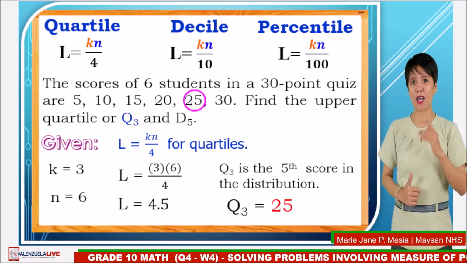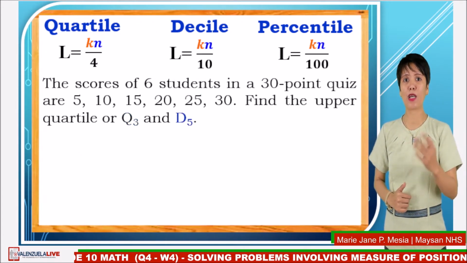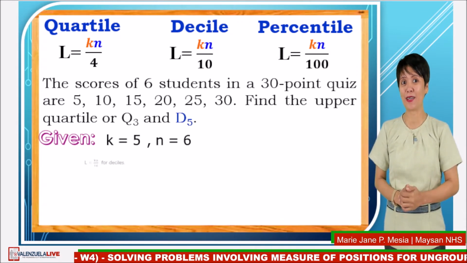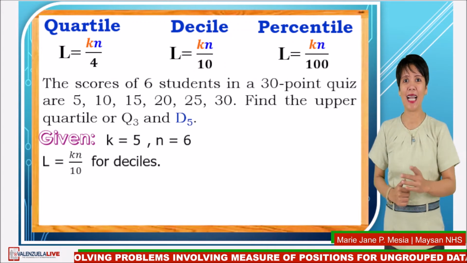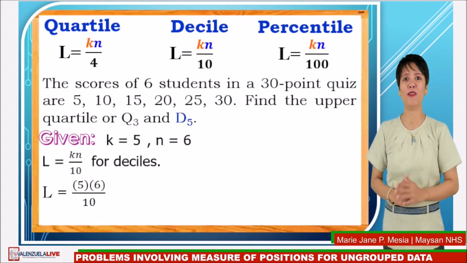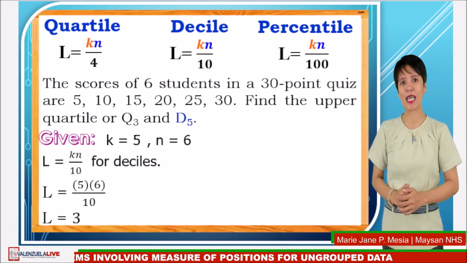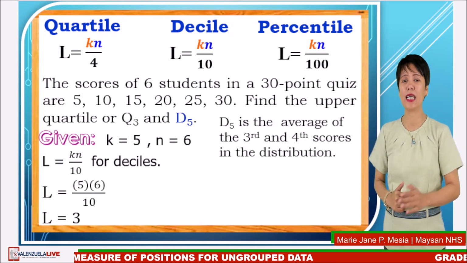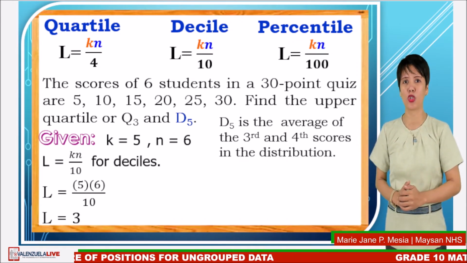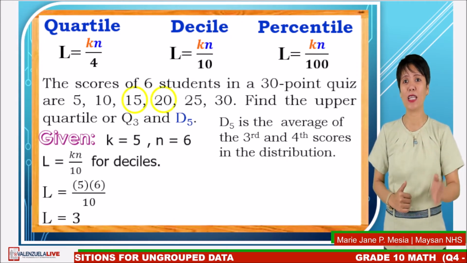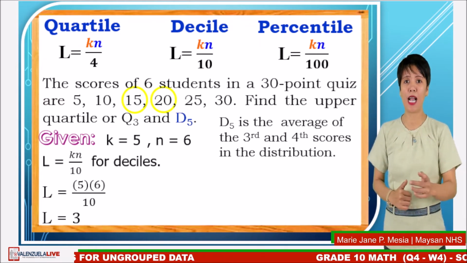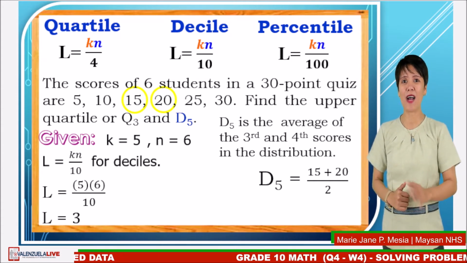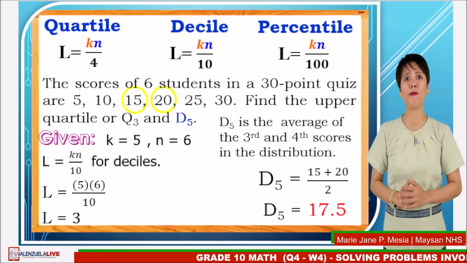Furthermore, to find D sub 5, for K is equal to 5, N is equal to 6, by substitution, using the locator for deciles, L is equal to 5 times 6 divided by 10 is equal to 3. Since L is a whole number, D sub 5 is the average of the third and fourth scores in the distribution. These are 15 and 20 respectively. So the value of D sub 5 is equal to 15 plus 20 divided by 2 is equal to 17.5.